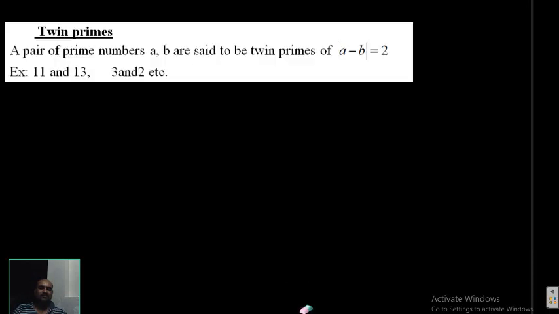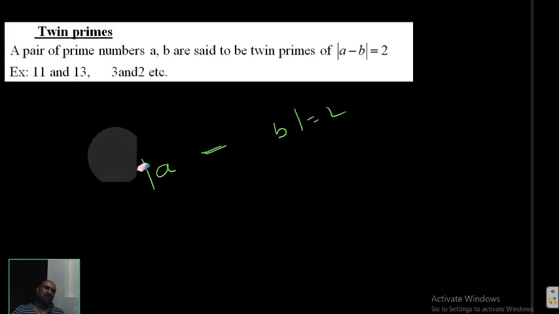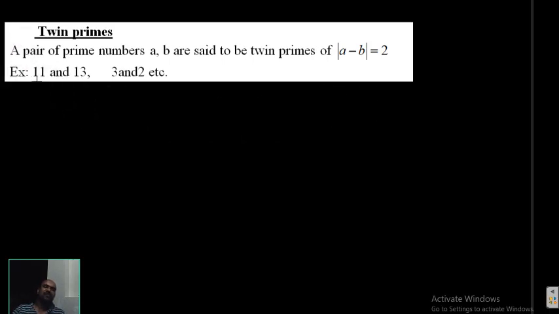Okay. Yeah, twin primes. Interesting. Twin primes: A is a prime number, B is a prime number. If the absolute difference is 2, then I can say that the numbers are twin primes. Twin prime means the difference of 2 primes is 2. A pair of prime numbers A and B is said to be twin primes if mod of A minus B equals 2, meaning the difference between those two should be 2. Example: 11 and 13. 13 minus 11 is 2 only.